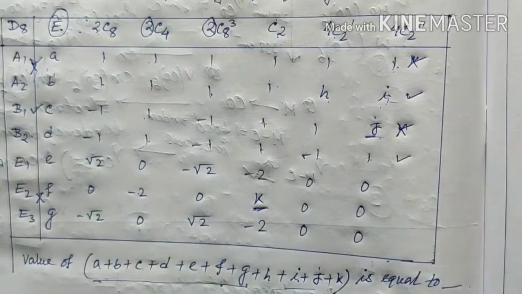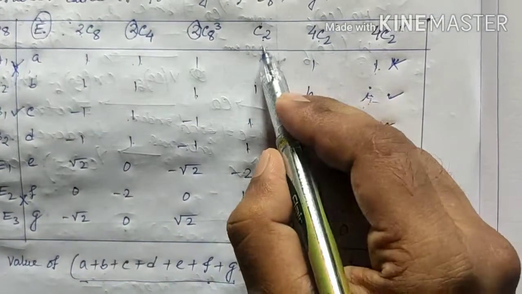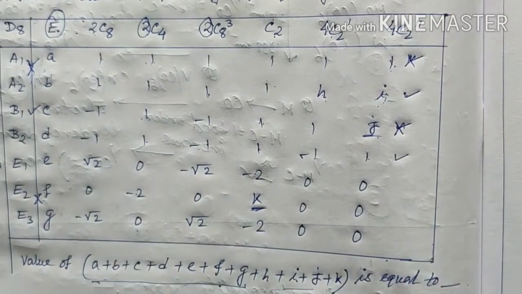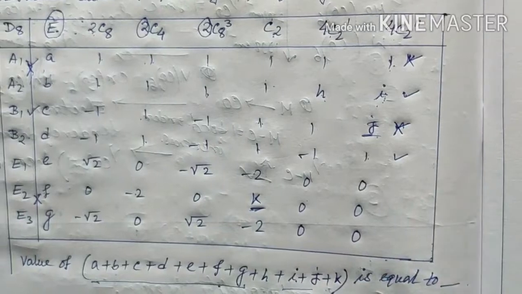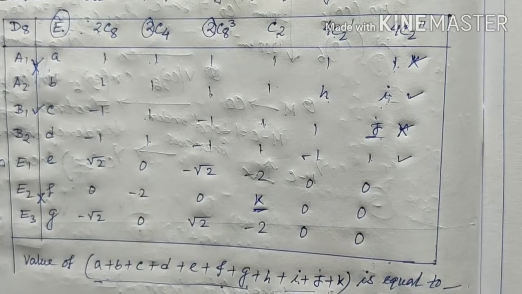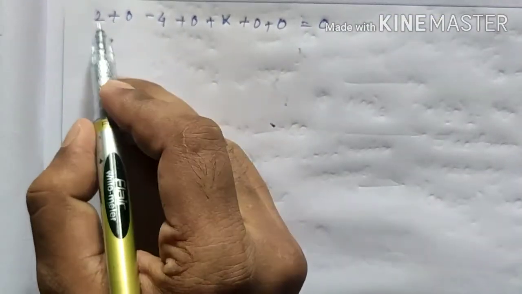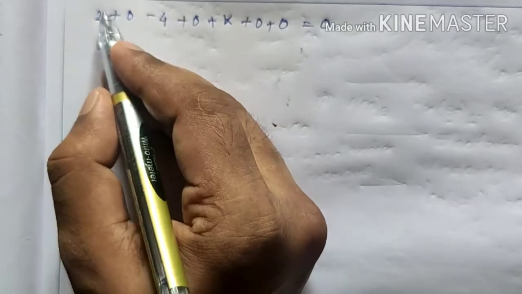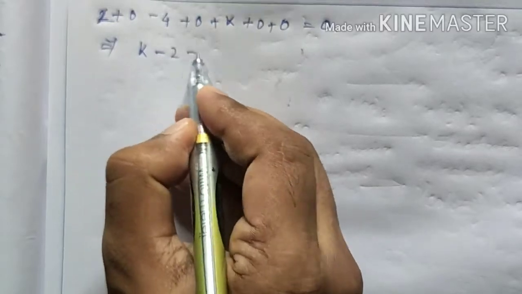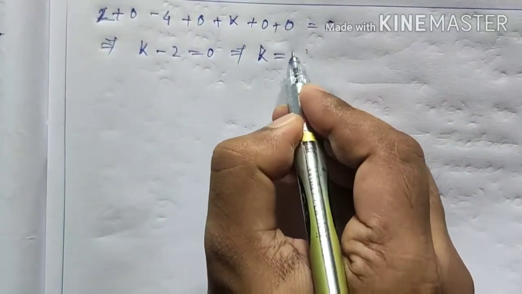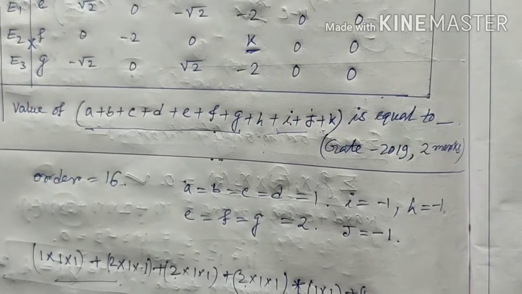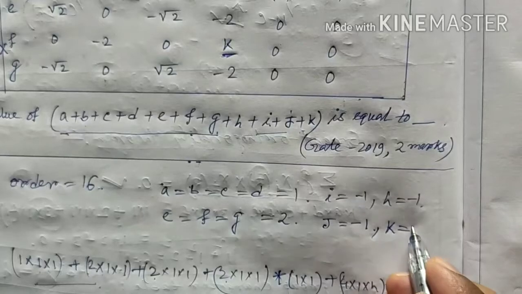2 into 1 into 0, that is 0. 1 into k, that is k. 4 into 1 into 0, that is 0, and 4 into 1 into 0, it is also 0, and the summation will be equal to 0. So we can see that here 2 and -2, k -2 will be 0, so k will be equal to 2. So the value of k is equal to 2. So we can write here the value of k is equal to 2.